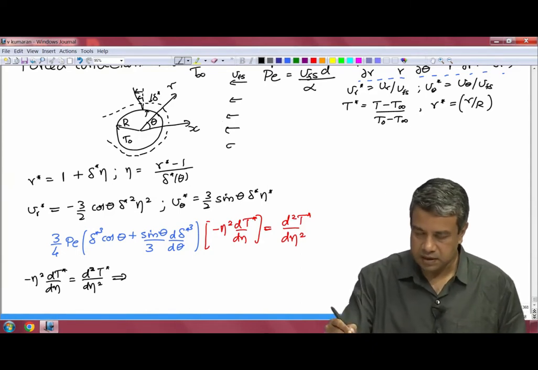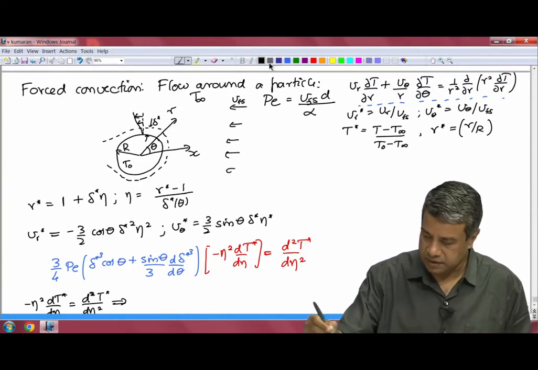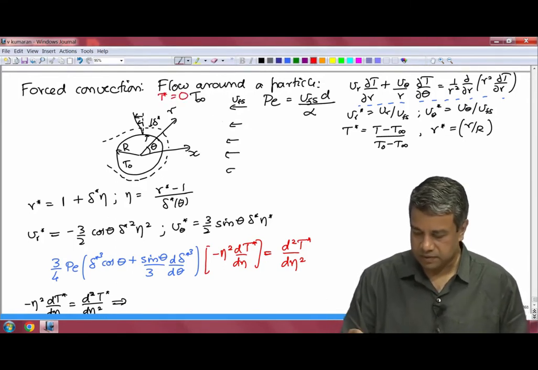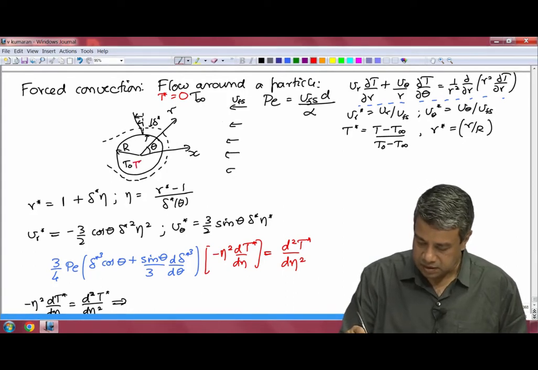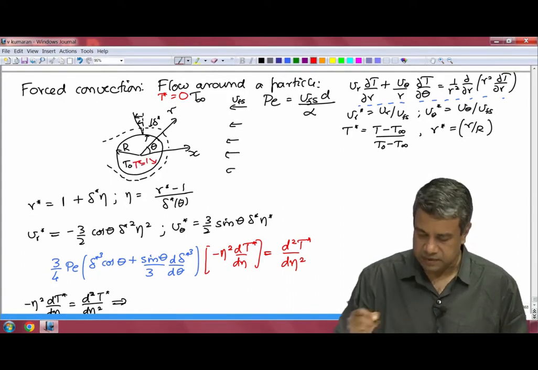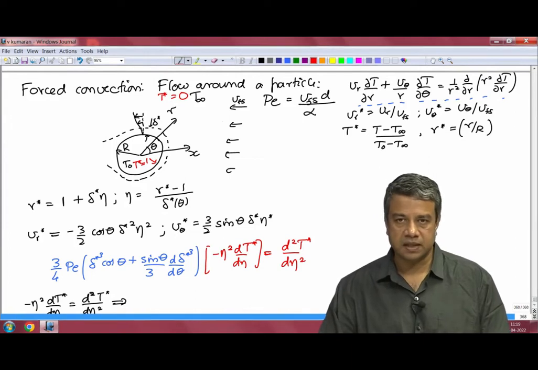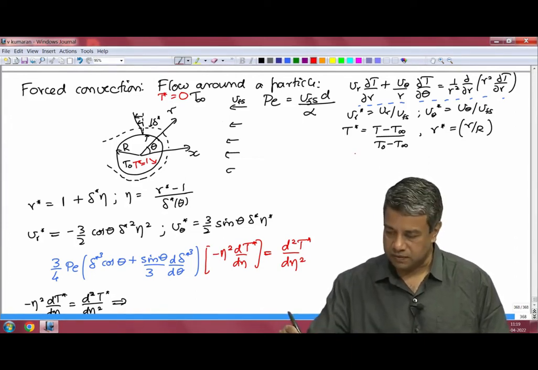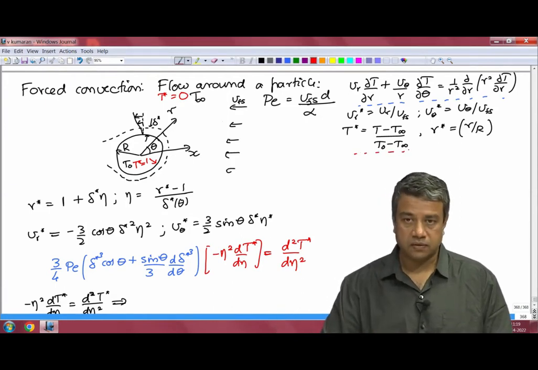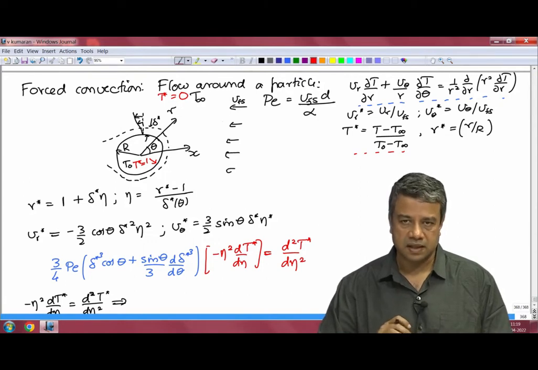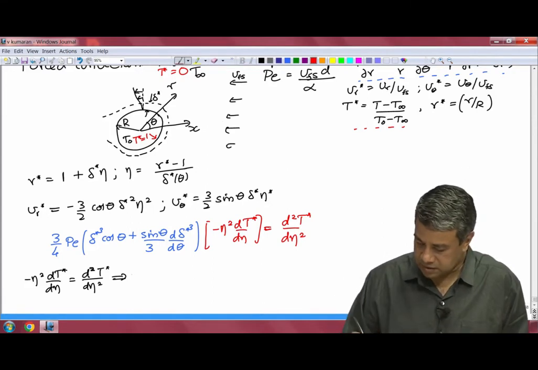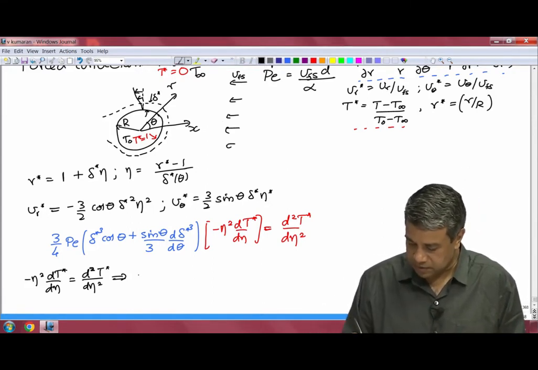T is equal to T infinity as r goes to infinity implies that T star is equal to 0 far from the surface, and T star is equal to 1 at the surface. The scaled temperature is 1 at the surface because T is equal to T naught, and the scaled temperature is 0 far from the surface. So, the disturbance due to the temperature is at the surface itself. So, subject to those boundary conditions, I can solve this to get the equation for the temperature profile.